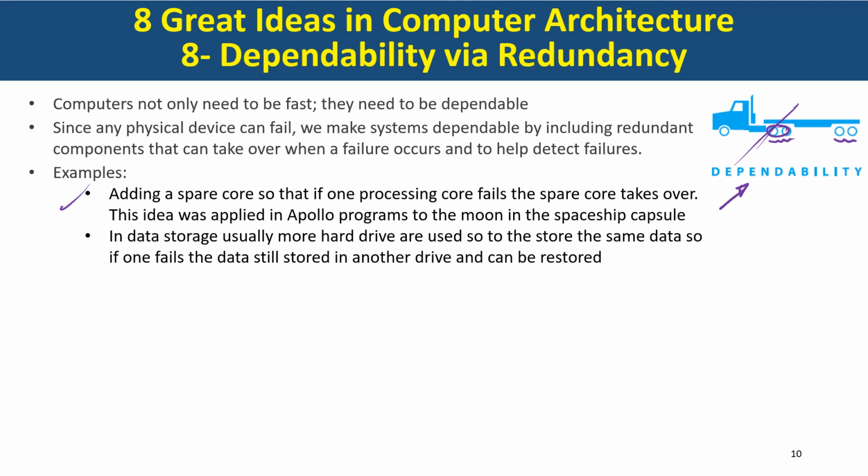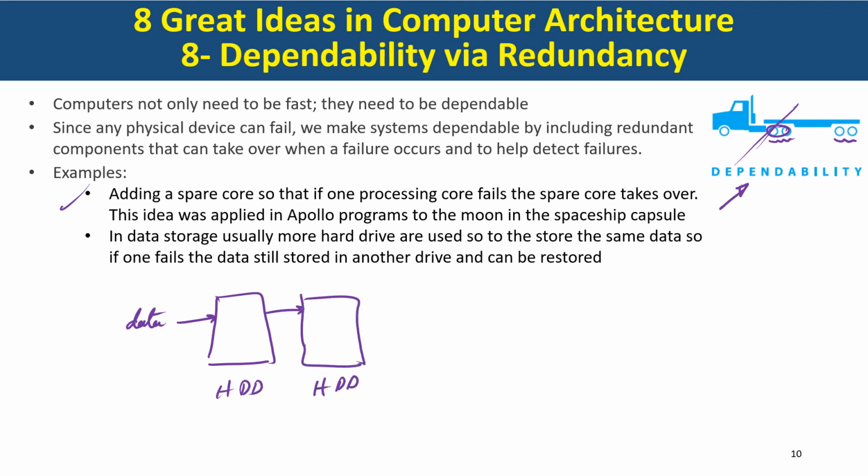If you have some data and you store it in a data center, you don't store it in one hard drive. You might store it in multiple hard drives, at least two. So the same data is stored here and here at the same time, so that if one hard drive fails, you still have the data on the second hard drive. You can go and buy another hard drive to replace the one that failed, continuing to use the idea of redundancy so that your system stays reliable and dependable for you.